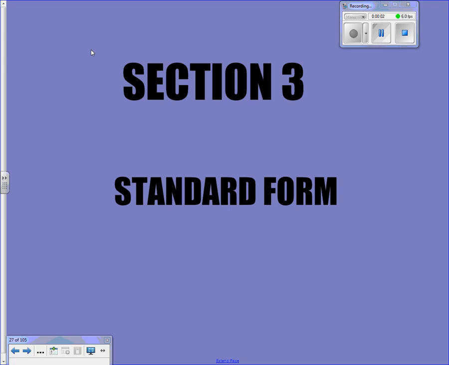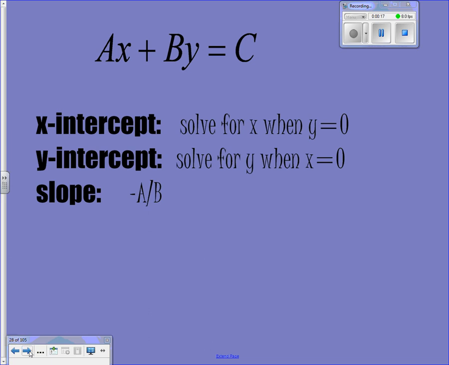So here we are for section 3, which is standard form of an equation. So we have many forms of an equation and we're very used to slope-intercept form, but we're also going to learn standard form, which you can see is ax plus by equals c. In order to define different parts of the equation, which we're always looking for, it's going to be a little different this time.